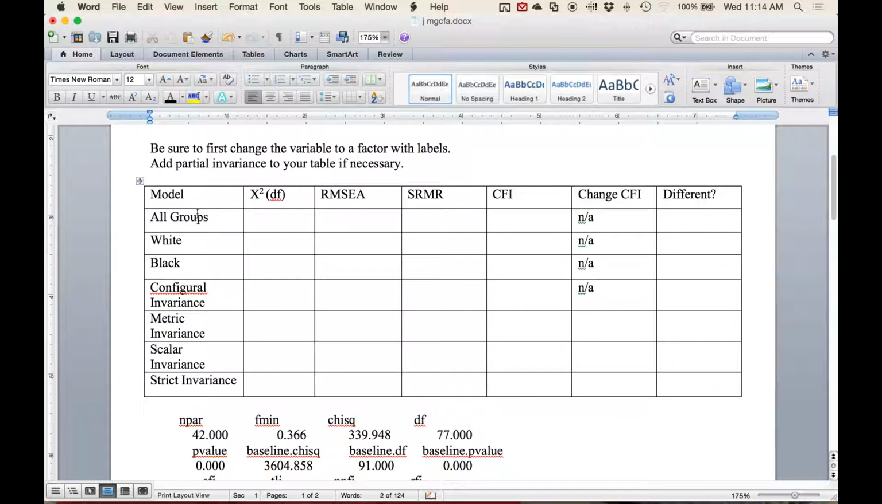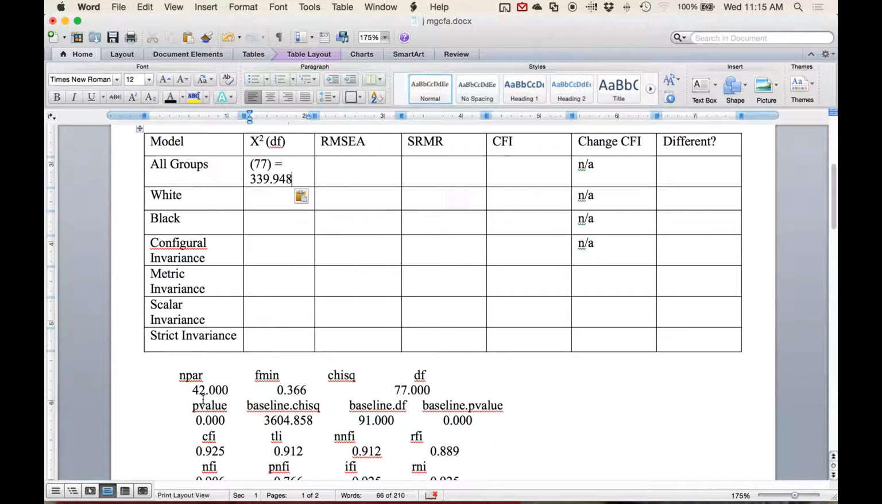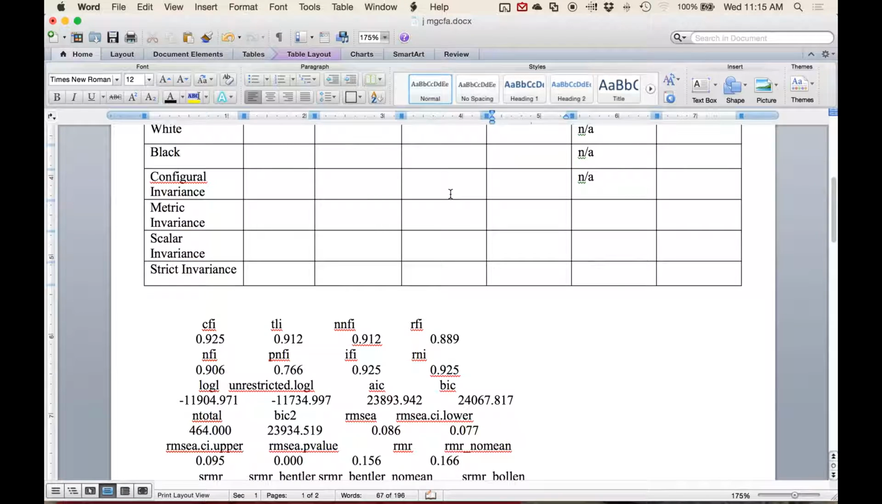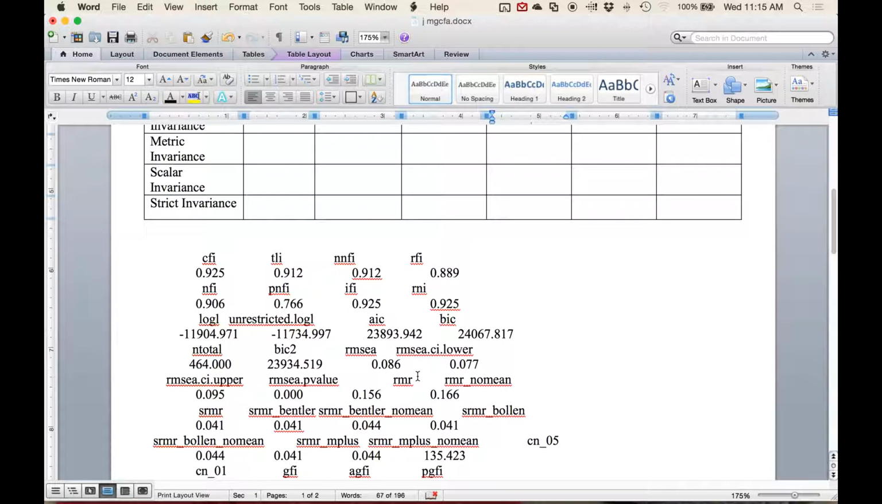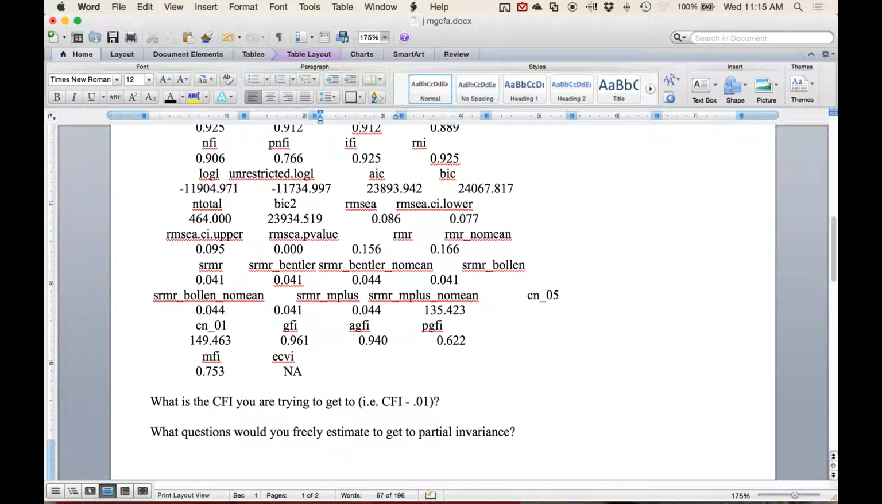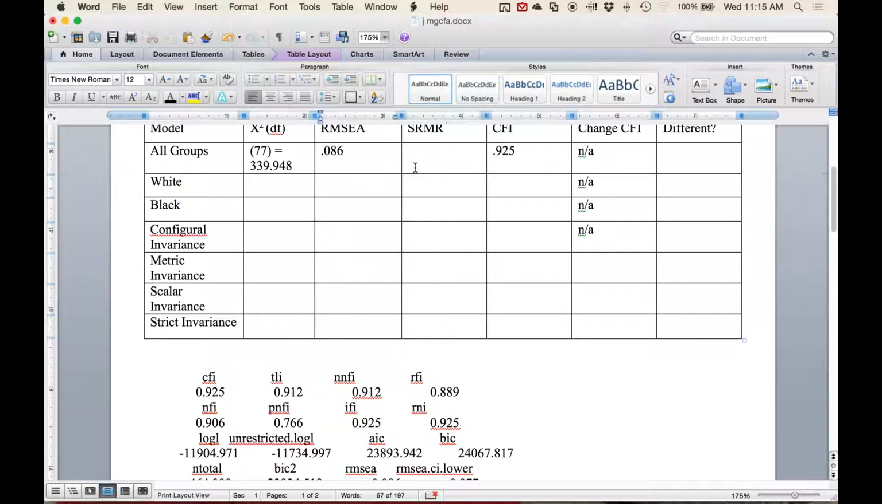So I'm going to cut and paste. It's 77 degrees of freedom for this model. I'm going to cut and paste this chi-square value here. That's clearly going to be significant, but most of the time chi-square is significant, so it's not a huge deal. I have 0.925 for my CFI. That's in the acceptable range. My RMSEA is 0.086. It's also acceptable. It's not great, but it's acceptable. My SRMR is 0.041, and that one's in the excellent range.